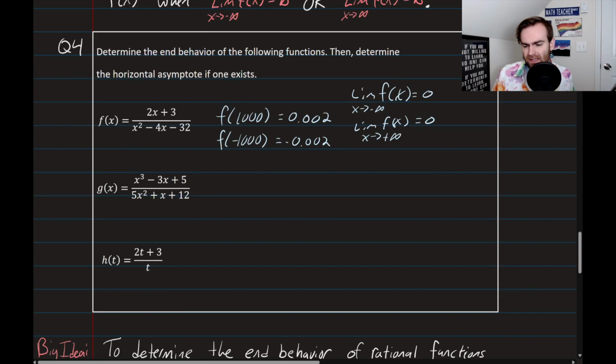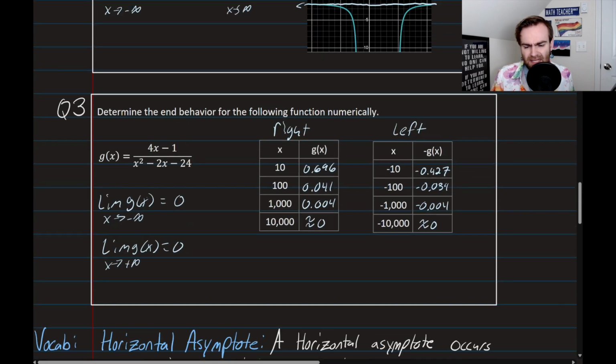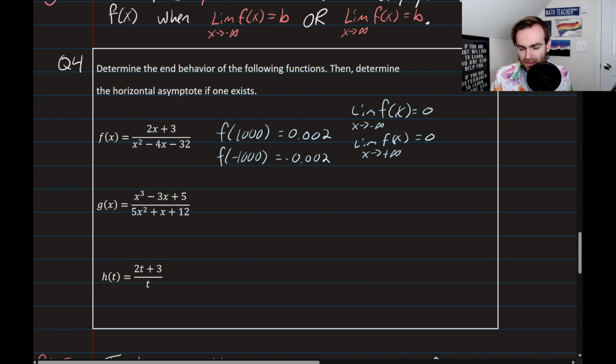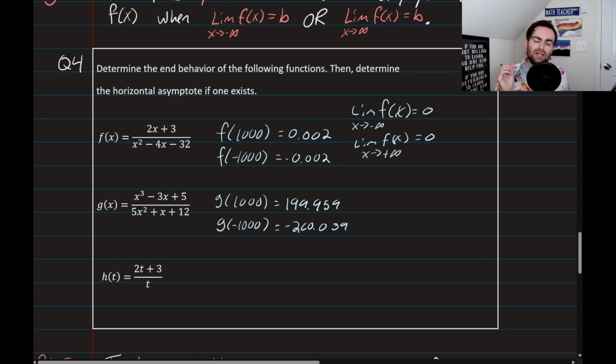Let's see if we get some other numbers like we got before. Last one was negative 2. So let's see if we get negative 2 again. So let's plug in 1,000 and negative 1,000 for g and see what happens there. So g of 1,000 is 199.959. G of negative 1,000 is negative 200.039. So what do we think the end behavior is there?